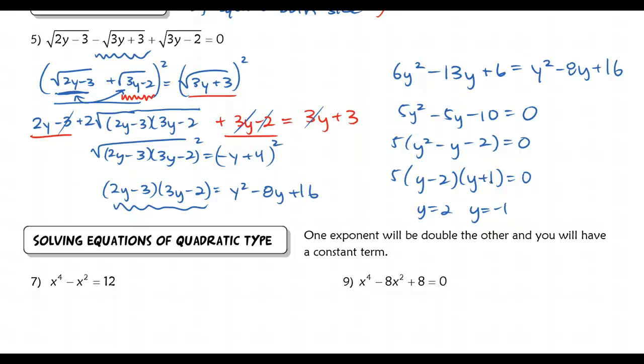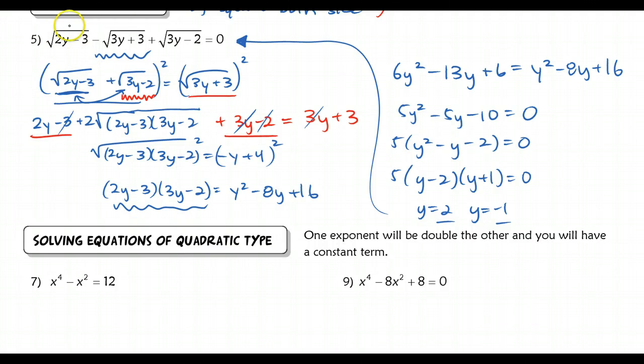So because we had to square stuff, you're always going to have to check in a radical equation whether or not you have an extraneous solution. So we're going to plug in 2 and negative 1 back into our original equation here. If one of those gives us a negative radical, then that's not possible, right? Because we can't have part of our equation being imaginary. So we're going to just test real quick.